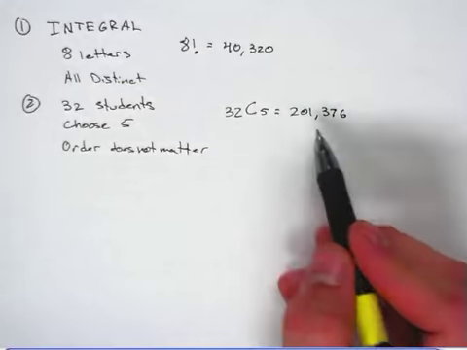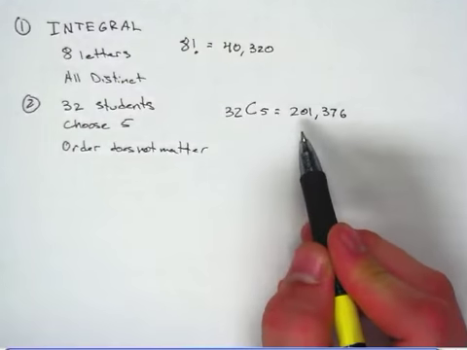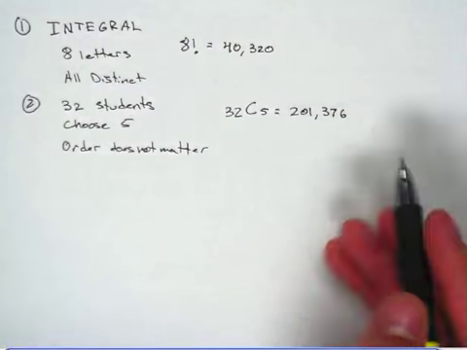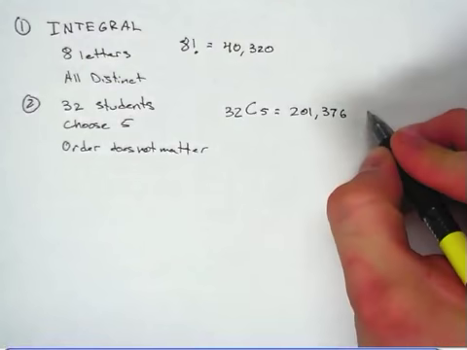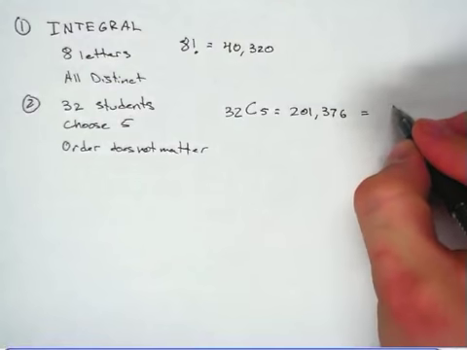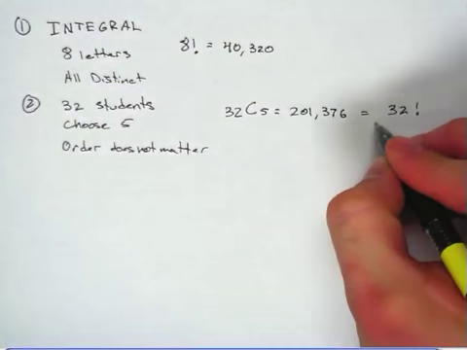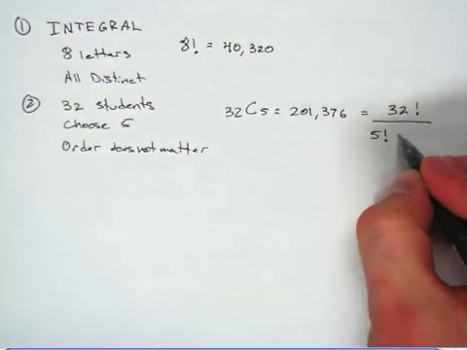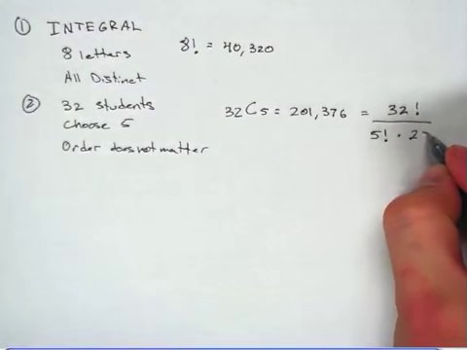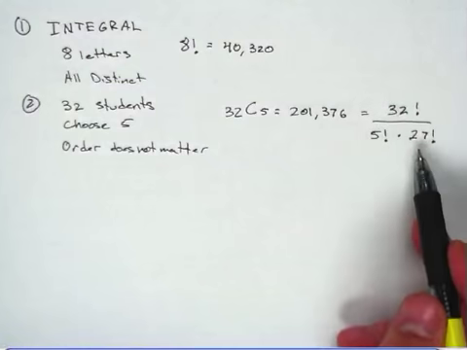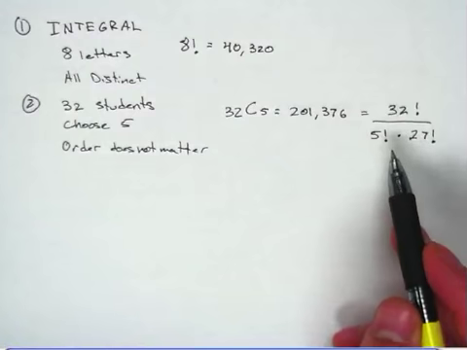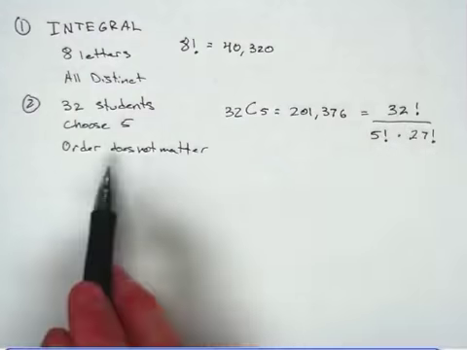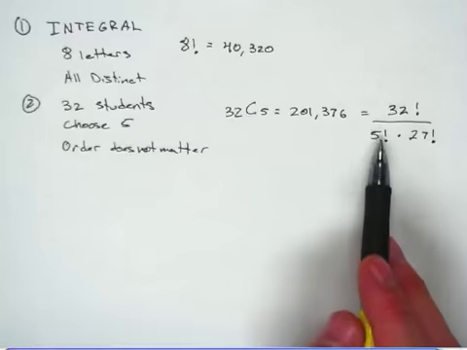Now, recall, of course, that this calculator program does that nicely for us, but if the order does not matter, remember that that's a total of 32 factorial, all divided by 5 factorial times what would be then 27 factorial, which is 32 minus 5. 5 factorial comes from the fact that the order does not matter, so those are all the arrangements of those 5.